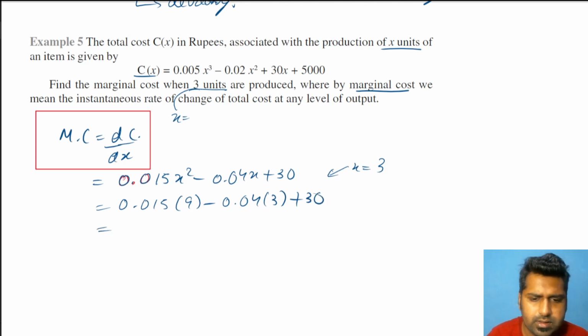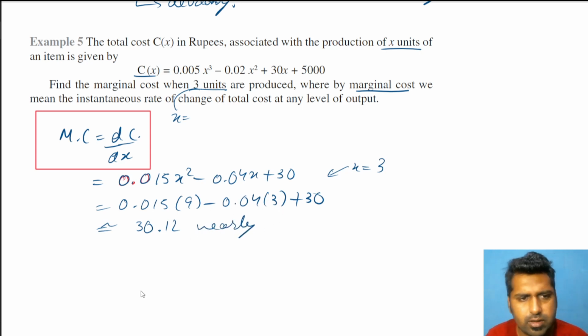Okay, so that will come out nearly 30 point something effectively. Okay, so 30.12 roughly. Okay, approximately. Close enough, because all these are decimal values. Okay.